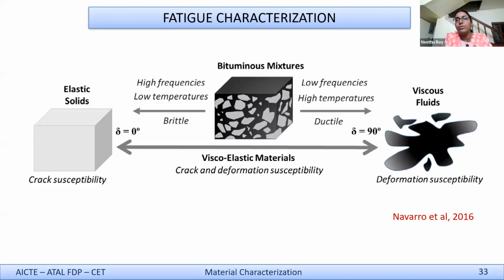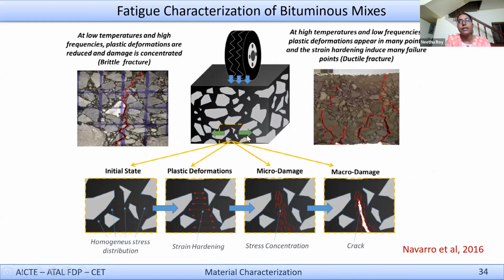Okay. Now coming to the fatigue characterization. What we have discussed is about rutting, which happens at high temperatures. Now, fatigue failure is something that happens at intermediate temperatures or with low frequencies. When the material is mostly brittle, there is a chance of it closely behaving like an elastic solid and fracture starting.